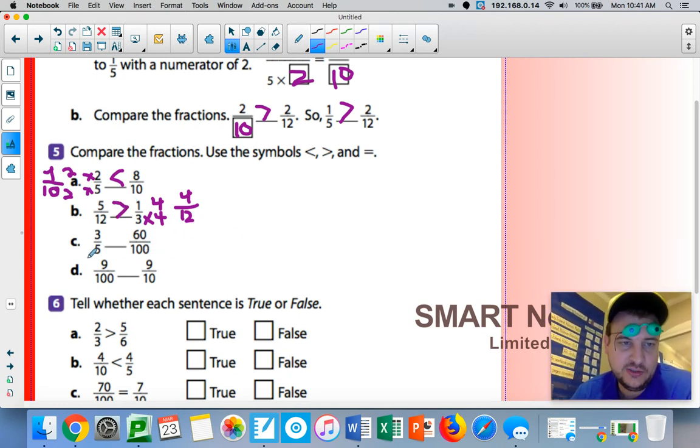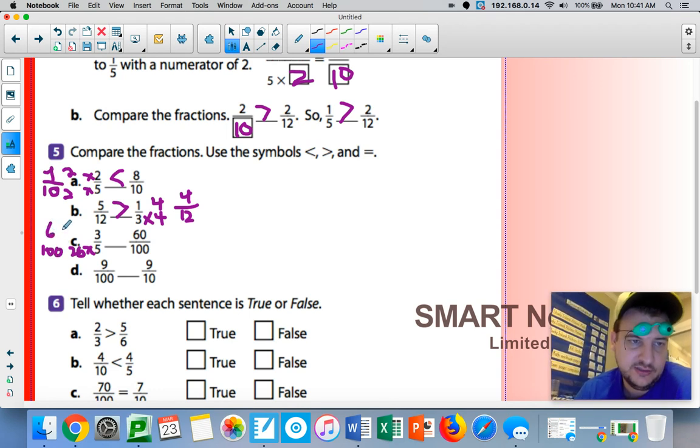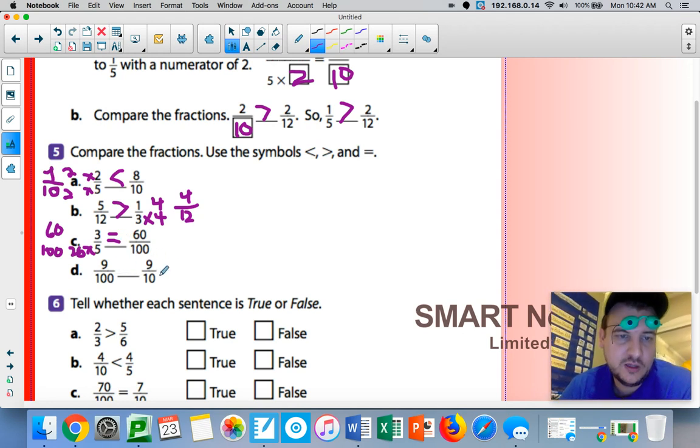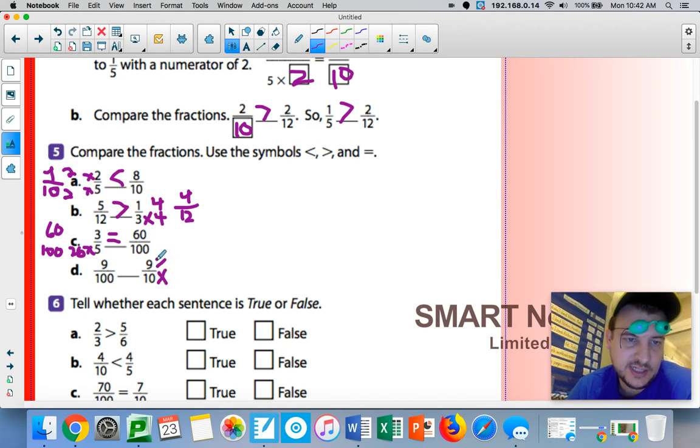3/5, 61 hundredths. This one could be tough if you're unsure, but I know that 5 times 20 equals 100. If I multiply the top number by 20, 3 times 20, I get 60. 60 hundredths, which is not equal to 61 hundredths. They try to trick you there. 3/5 is less than 61 hundredths. Didn't trick me. I'm going to multiply the bottom times 10 and the top times 10.